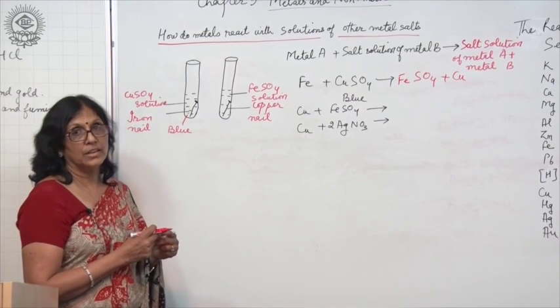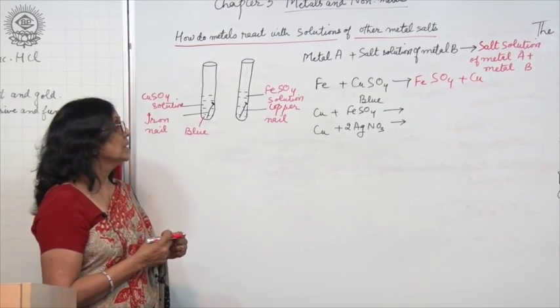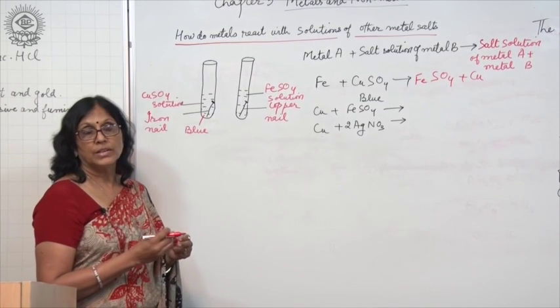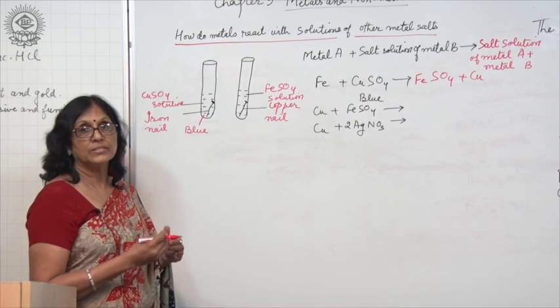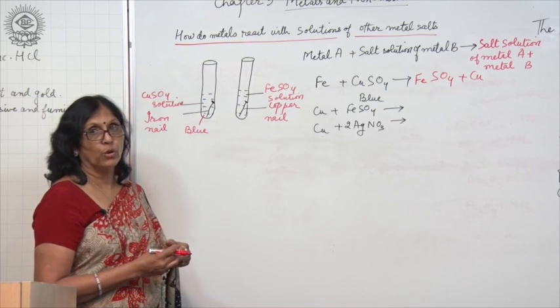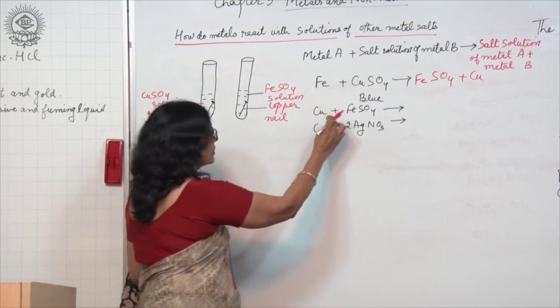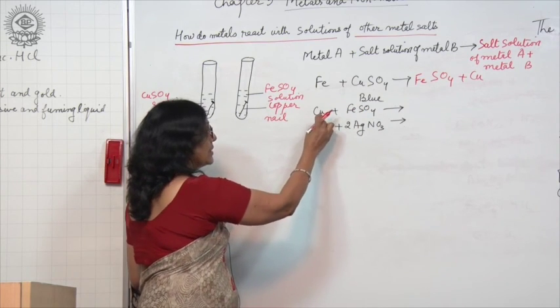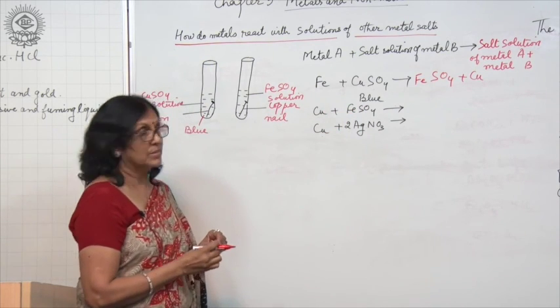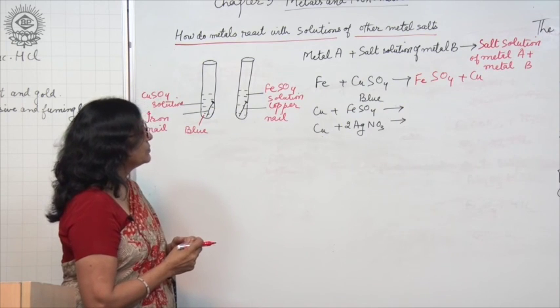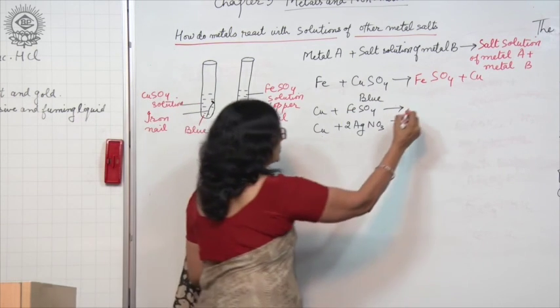You have studied it earlier also in the previous chapter, that a more reactive metal displaces a less reactive metal from its salt solution. Now, in this case, as you know, copper is less reactive than iron, so no reaction will occur.